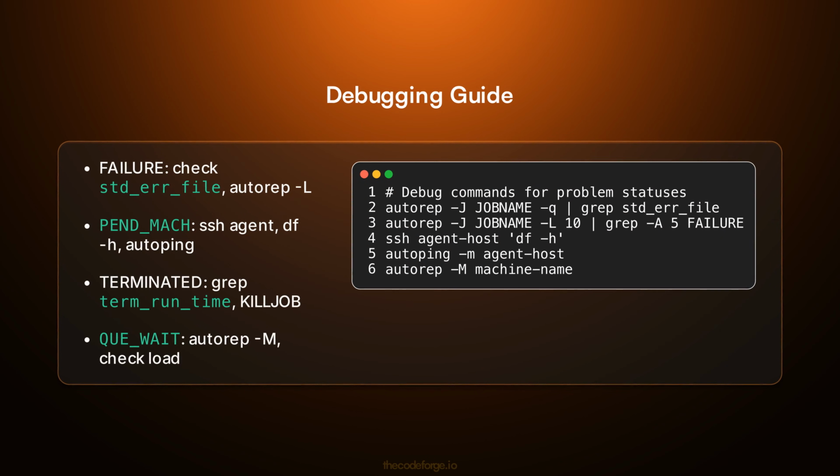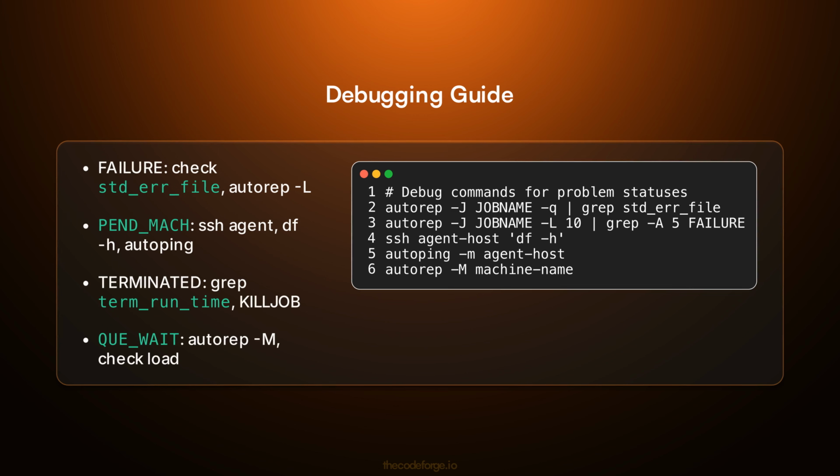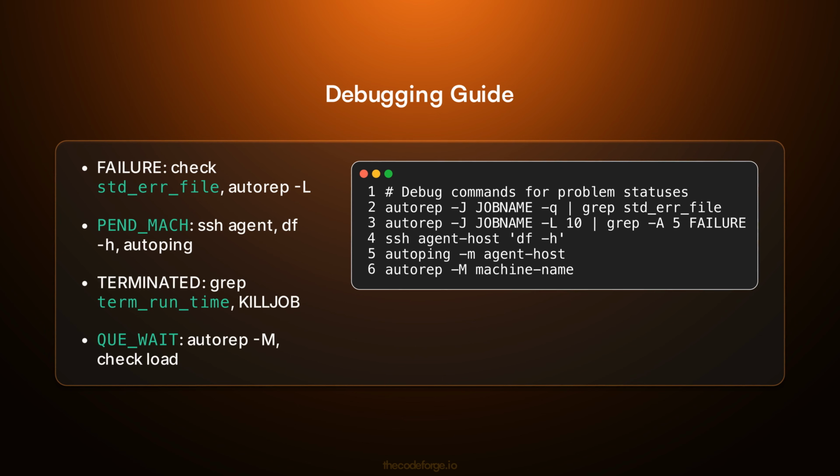For failure, use autorep -q to find the error log and autorep -l to see recent runs. For PEND_MACH, SSH to the agent and run df -h, then auto_ping. For terminated, check if term_run_time was exceeded. For QUE_WAIT, check machine load with autorep -m.